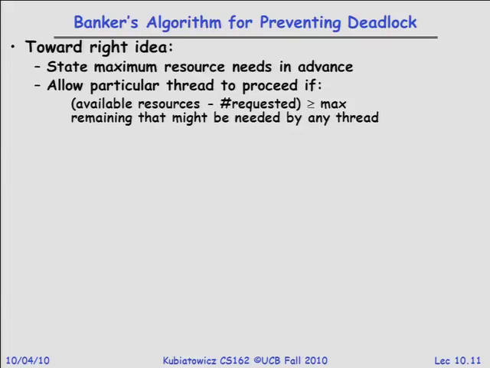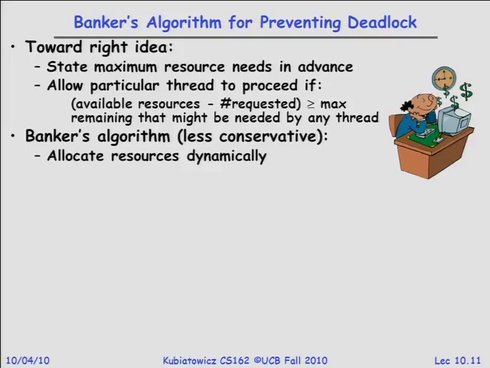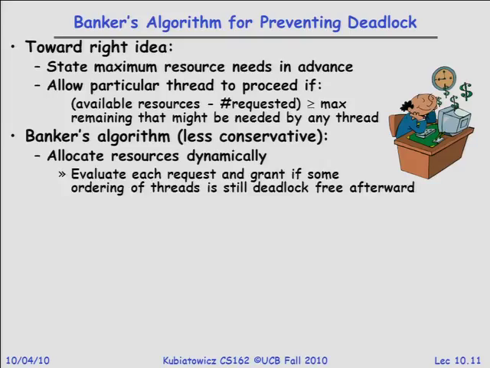Okay. Now, the banker's algorithm is exactly this. Allocate resources dynamically, just like we might have done otherwise. We evaluate each request and grant if some ordering of threads is still deadlock free afterwards. So basically, for each request, I'm going to create a little graph and say, is the resulting graph deadlock free? If the answer is yes, then I'll let you have your resources. If the answer is no, I won't let you have your resources.